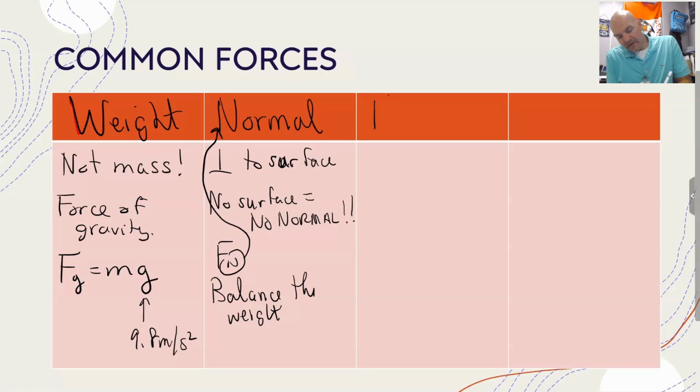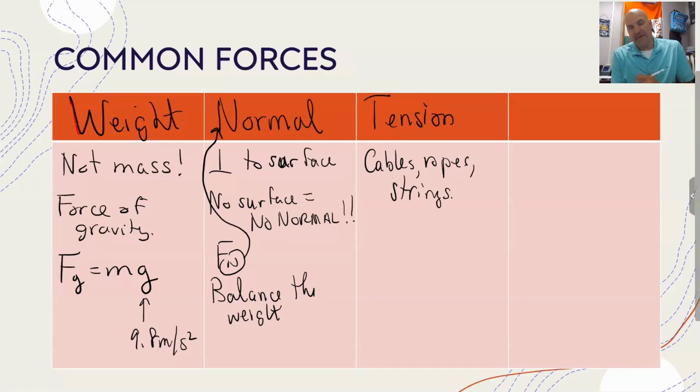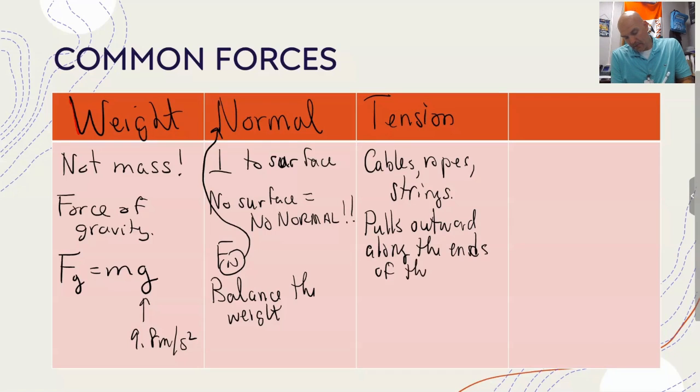The next one is tension. Tension exists in cables, ropes, strings, or anything of that manner. It pulls outward along the two ends of the rope, or cable, or string, whatever. The way you think of it is you can't push a rope, but you can pull a rope.